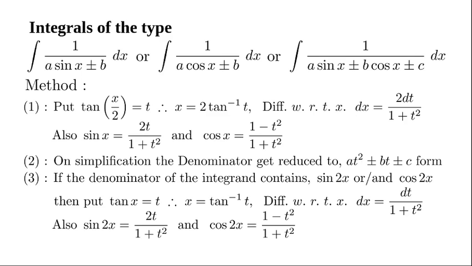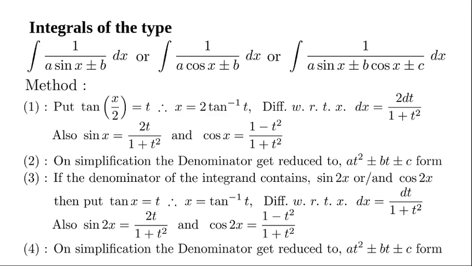If the denominator of the integrand contains sin 2x or cos 2x or both, in that case you have to put tan x equal to t. Therefore x equal to tan inverse of t. So differentiation of this is dx equal to dt upon 1 plus t square, and these two will not change. Sin 2x and cos 2x remain as they are.